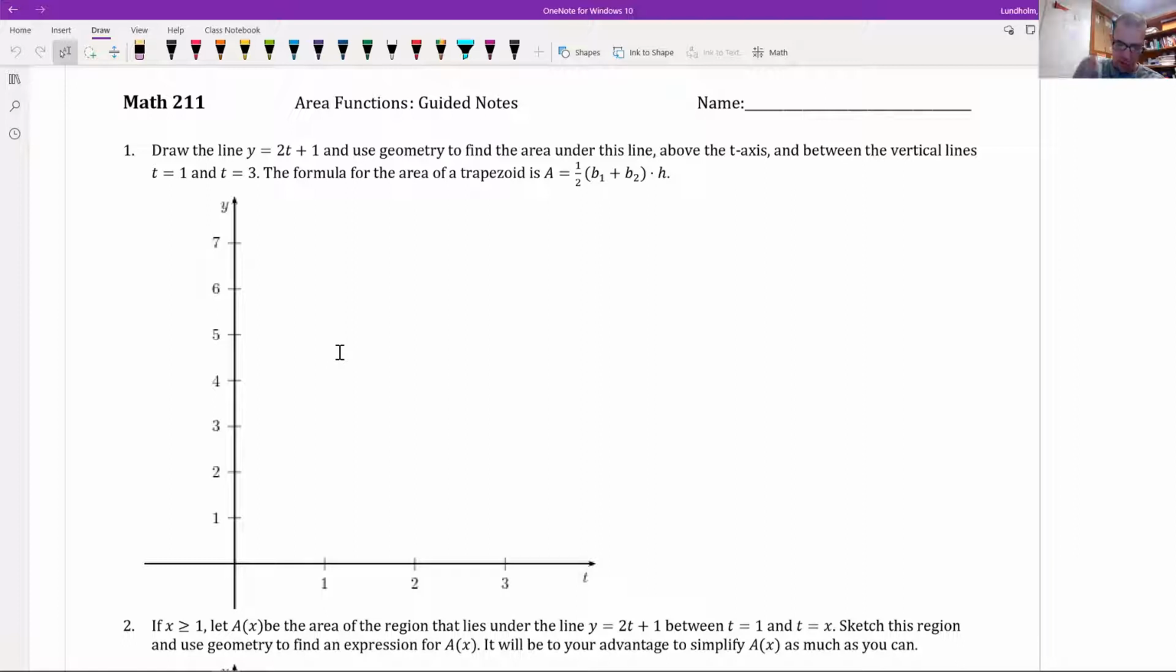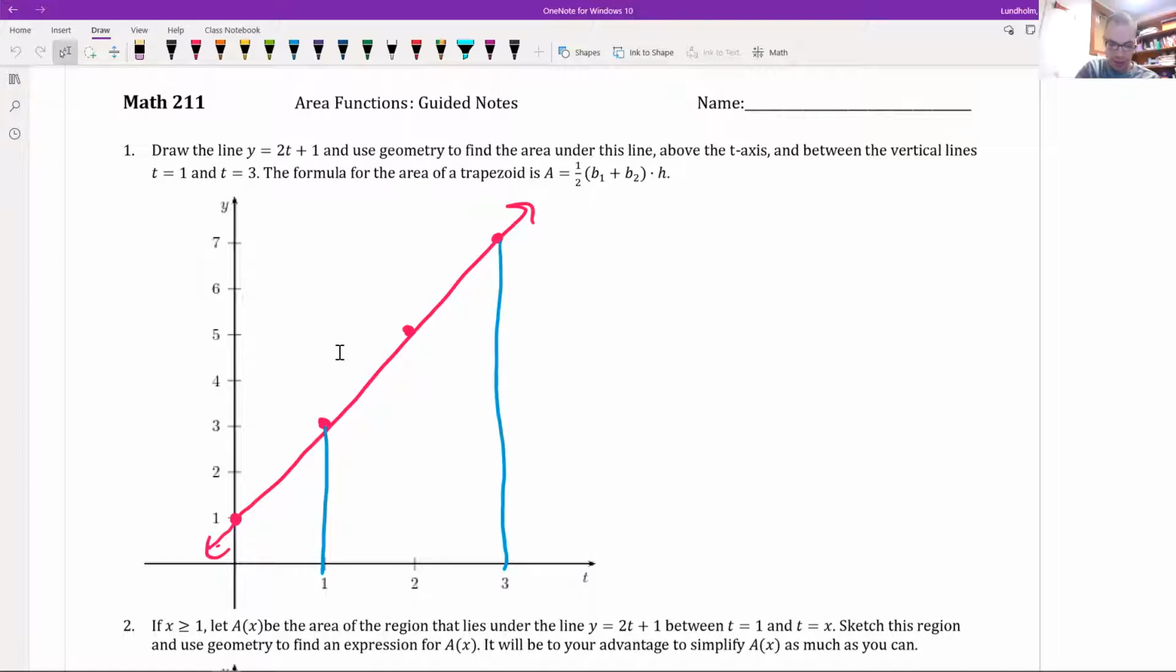So we need the line y equals 2t plus 1. That means we have a y-intercept of 1 and a slope of 2. So our next point is at (1, 3), our next point is at (2, 5), and our next point is at (3, 7). All right, there's our line. Now, we're just going from t equals 1 to t equals 3.